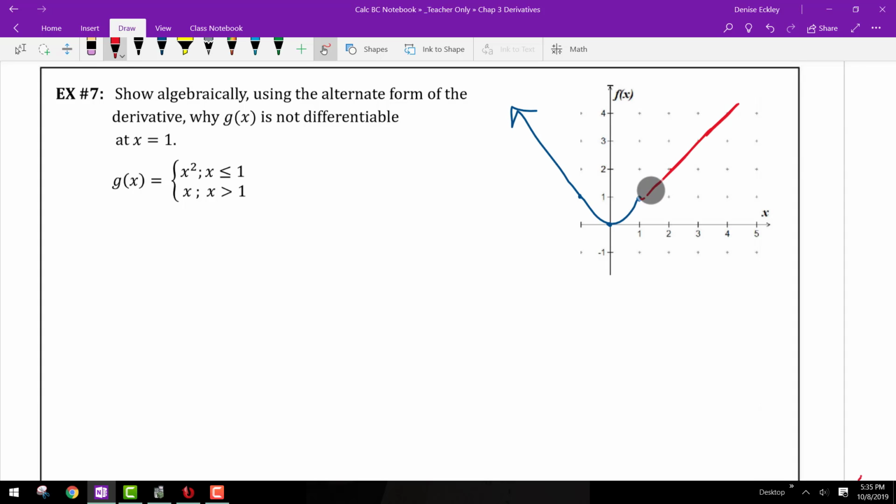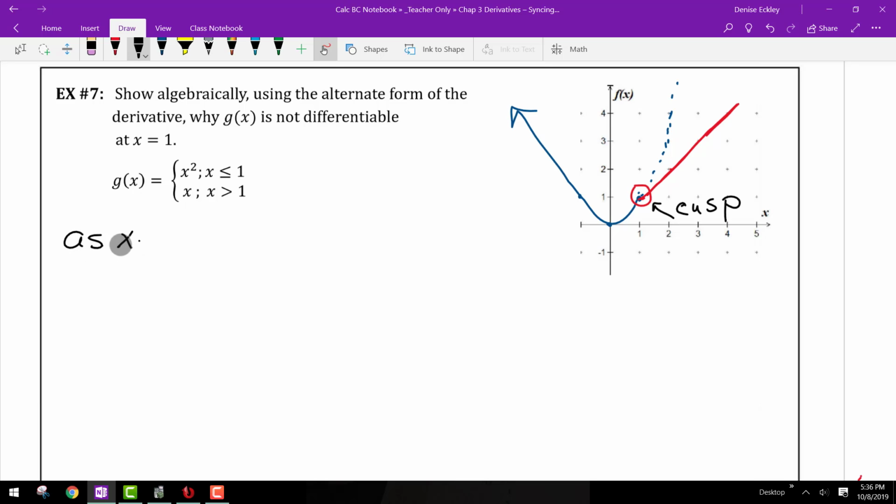So it would be like that. Okay, so we have kind of a weird little thing going on here, because if we were to draw the rest of the parabola, it's not going to match nicely along there. We're going to have like a little corner or a cusp. So we kind of have a cusp here. So let's see if that bears out as we show algebraically that this is not differentiable.